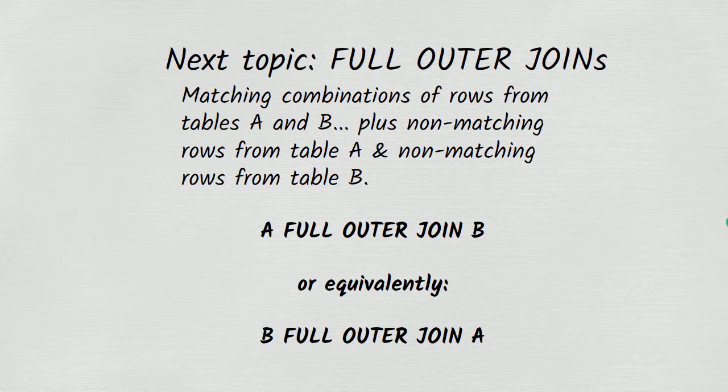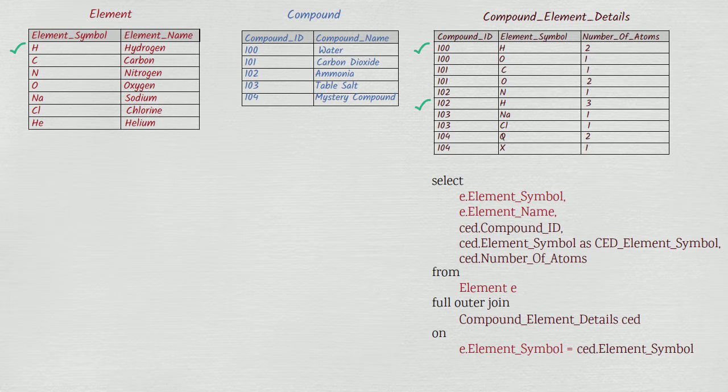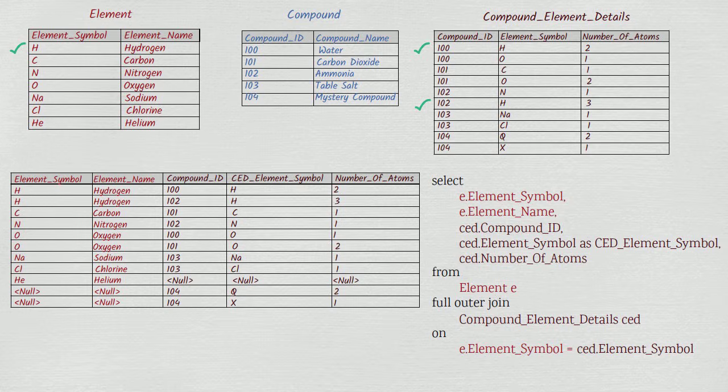If we were to do a full outer join of element to compound element details, like this, we would get these results. Most of the rows returned have proper values in both the columns from element and the columns from compound element details. But the helium row doesn't. As we saw in the left outer join example, this row means the element with element symbol He is called helium, and it doesn't occur in any compounds.